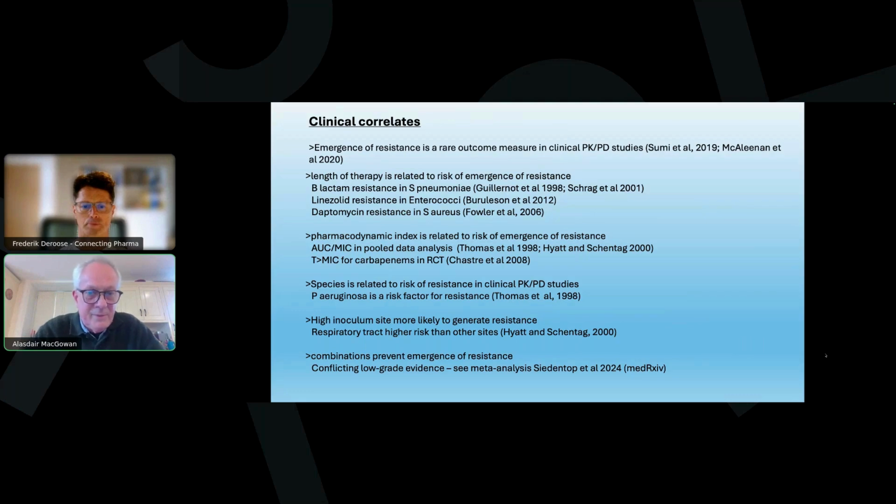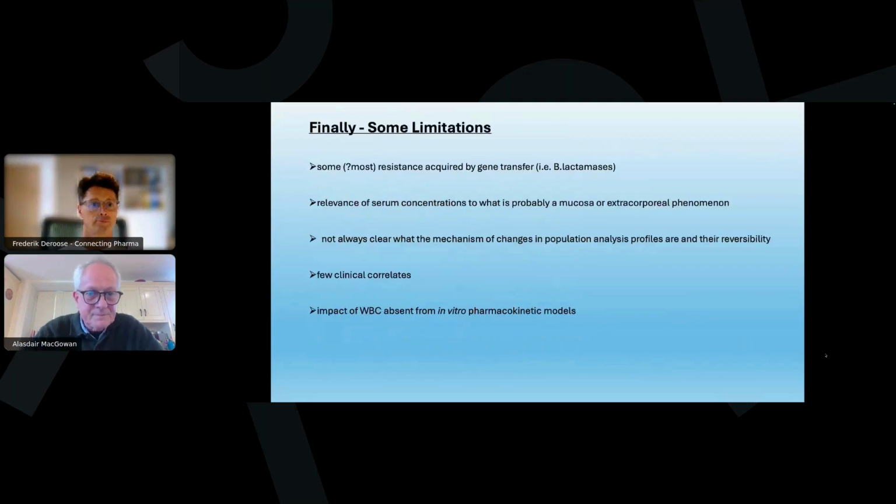And then finally, there are some limitations in this whole thing, of course. If we go to the last slide, please, that would be great. The first is that some and possibly most resistance that one sees clinically is actually by horizontal transfer of bacteria or mechanisms, not by the production or not the production of resistance in target pathogens in infected tissue.